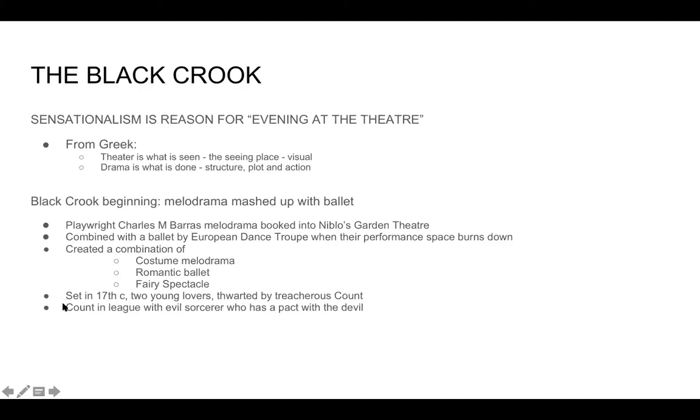So the story is set in the 17th century. Two young lovers thwarted by the treacherous count who loves the woman. The count is in league with an evil sorcerer who has a pact with the devil, and he's going to deliver the young man to the devil as payment for some kind of thing that he's made. So we have the two young lovers who are madly in love. We have the count who wants the woman and the devil who wants the man. Sounds pretty straightforward.